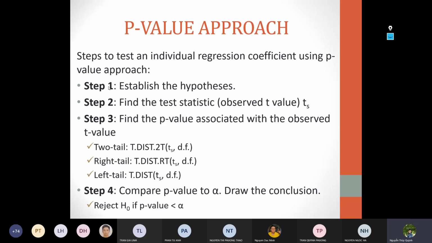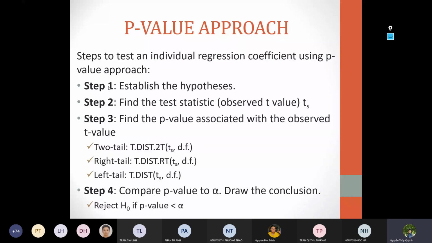The second step is to find the test statistic. For the p-value approach, you also have to find the test statistic. But in step 3, instead of finding the critical value of t, you will find the p-value associated with the observed value of t that we calculated in step 2.